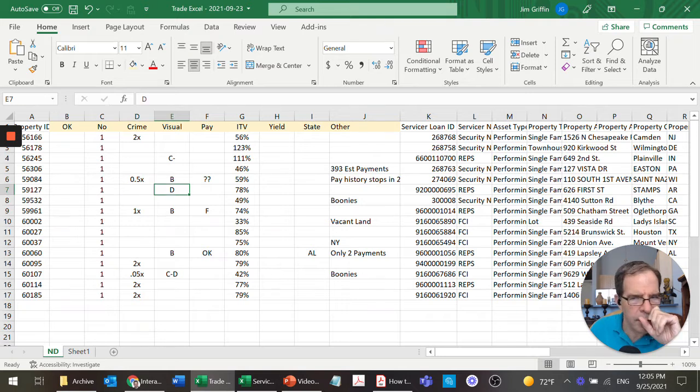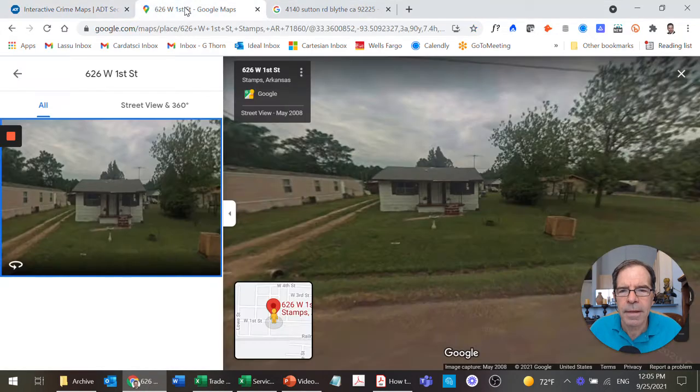Here's one where I've said the visual is a D. I'll share with you what that D looks like through my eyes. Beauty is in the eye of the beholder. So I looked up this address at 626 First Street in Stamps, Arkansas. And I went to Google Maps, and that is the underlying asset.